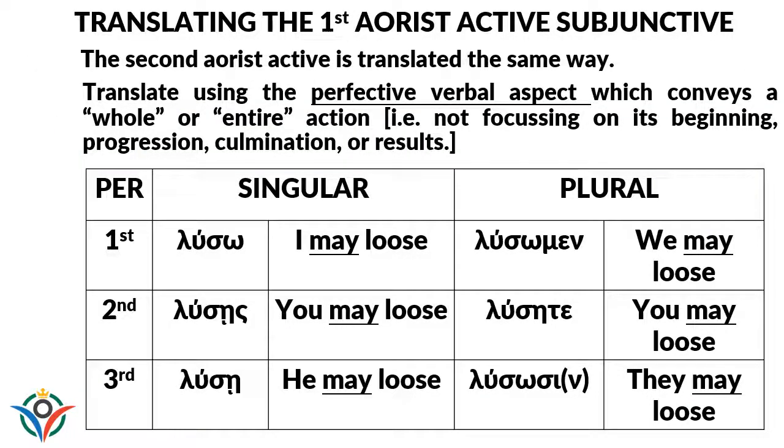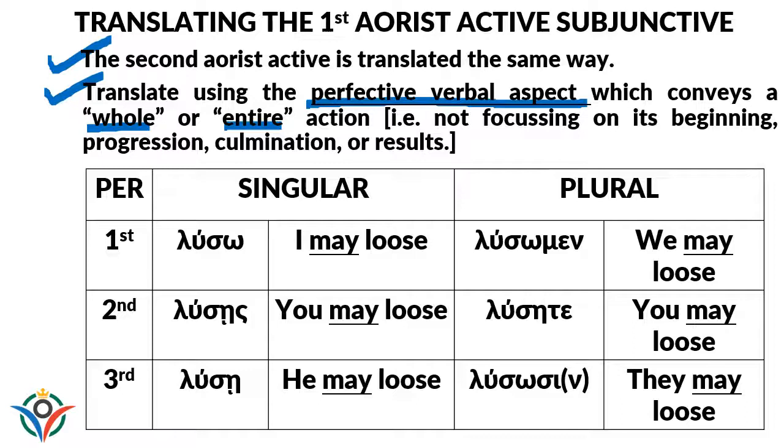So let us now learn how to translate the first aorist active subjunctive forms. Just remember that the second aorist active is translated the same way. So we are going to translate these verbs using the perfective verbal aspect, which conveys a whole or entire action. I.e., we're not focusing on its beginning, progression, culmination, or results.